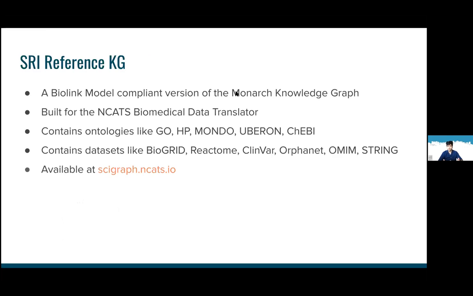Like the Monarch Initiative, this graph contains ontologies like GO, HP, Mondo, Uberon, and also datasets like BioGRID, Reactome, ClinVar, Orphanet, and so on. And the graph itself is available at scigraph.ncats.io. It's still in rapid development, so we're constantly improving this graph.